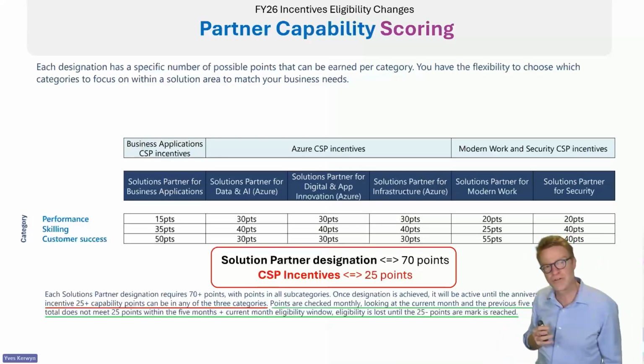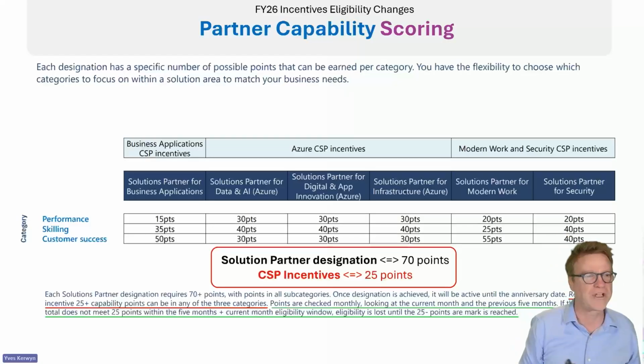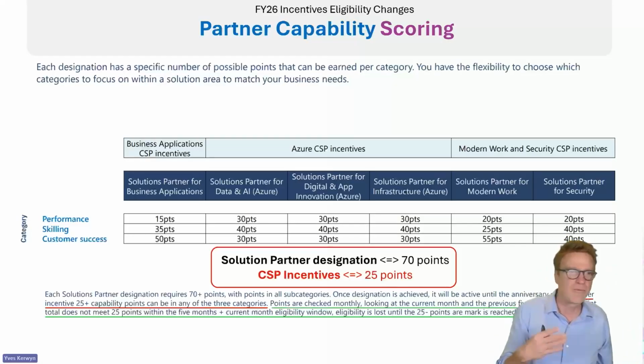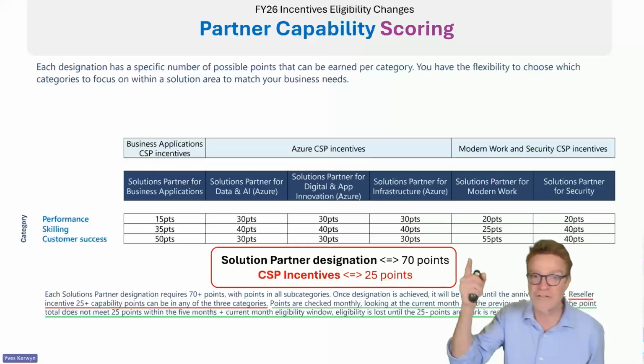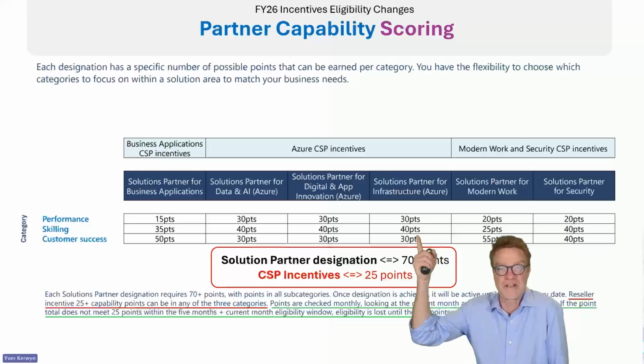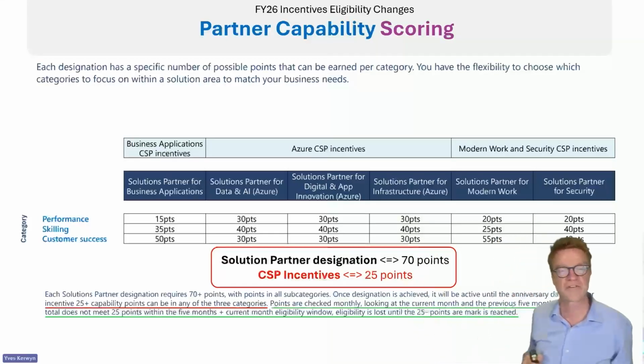And why is this important? If you're starting to do business, you might not have customers yet. You might not have performers yet, but you might have all the skilling things already done. You have done the exams. You get even the total 40 points here, and that's enough to get the incentives.